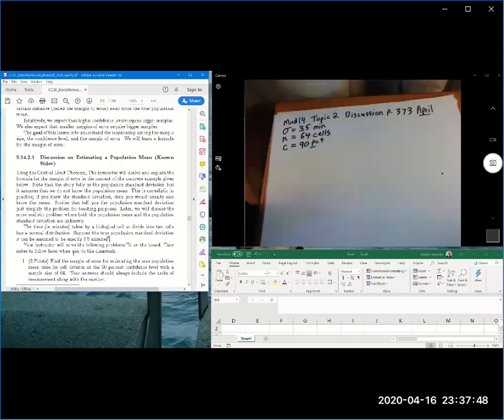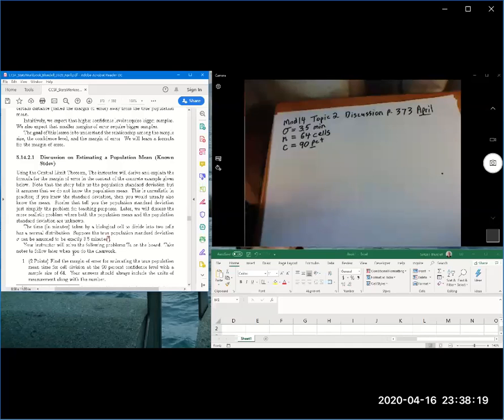So the idea is we would go out and get 64 randomly selected cells, see how long it takes each one of them to divide, get the average, that's the sample mean, and then the population mean is probably close to that. We're going to calculate the margin of error. Okay, so first let's draw a picture of the information that we have.